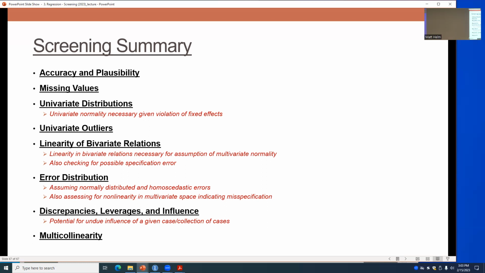What specification error might I catch in an evaluation of my bivariate associations? What might I see in those scatter plots that might indicate an improperly specified model if I'm just going to jump forward with a linear regression?